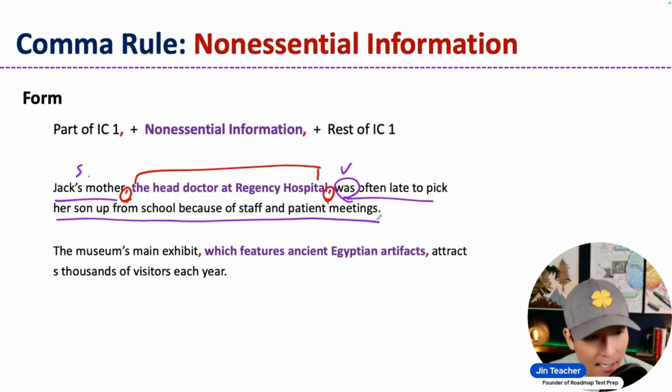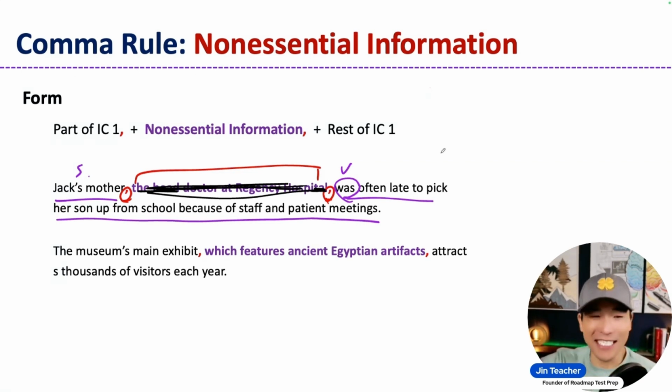So look at, guys, if you ignore the non-essential information and read around it, you're just going to have an independent clause, right? So Jack's mother was often late to pick her son up from school because of staff and patient meetings. That's just a complete sentence right there, right? Non-essential information just kind of comes inside of that independent clause, right? That's what's happening here, okay?